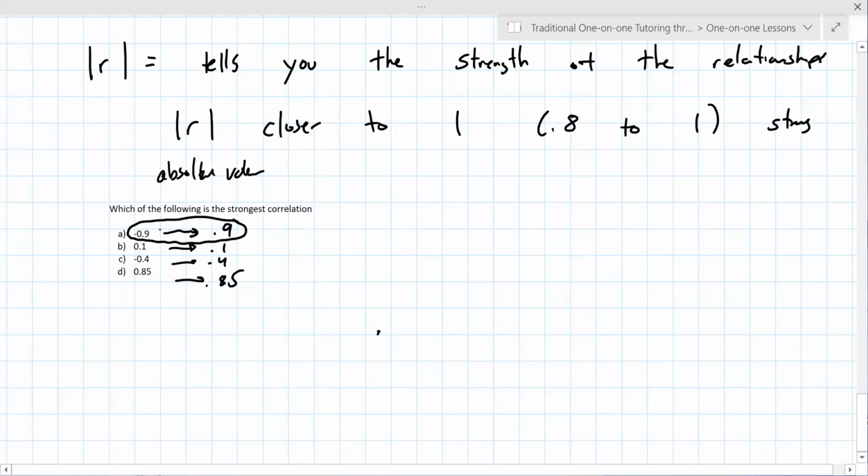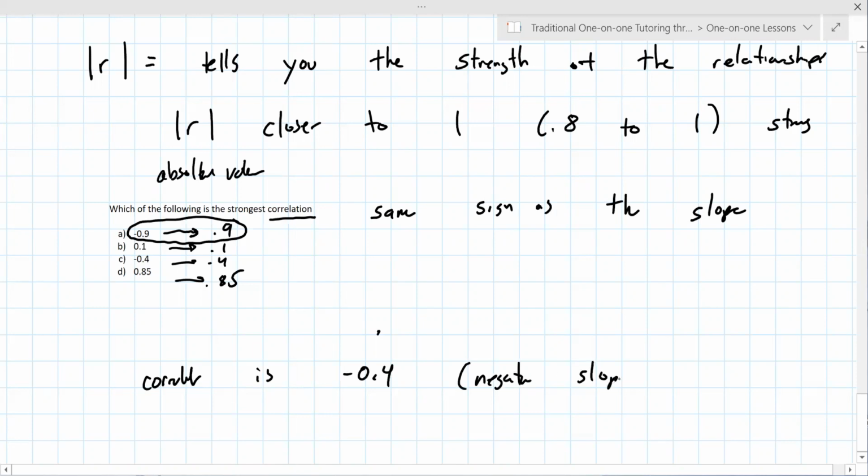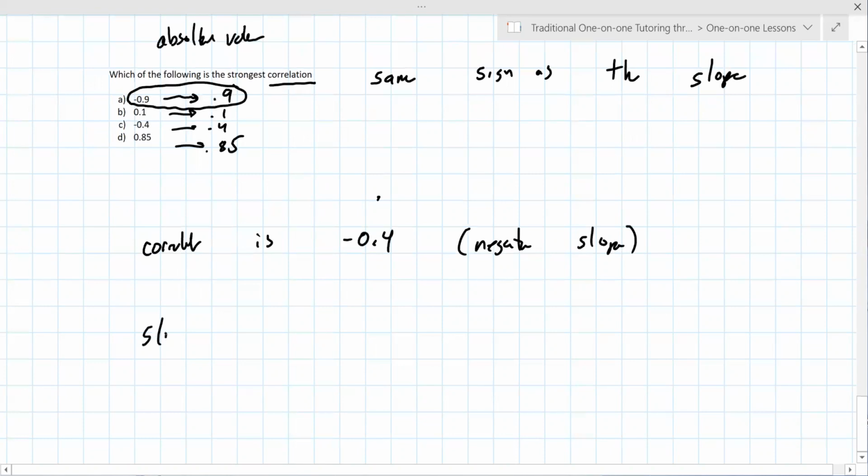Okay, so the correlation is the same sign as the slope. So if they tell you the correlation is negative 0.4, that means it has a negative slope. If they tell you the slope is 5.9, that means it has positive correlation, because they have to go in the same direction. If the correlation is positive, slope is positive. If correlation is negative, slope is negative, and switch them around.